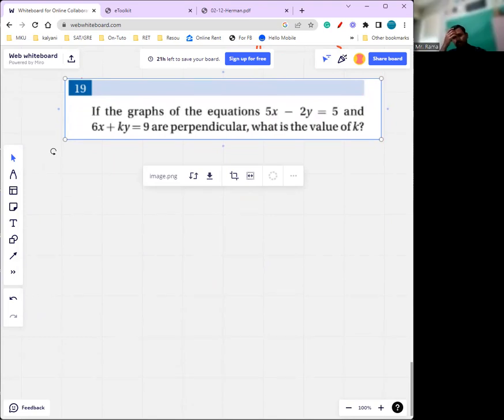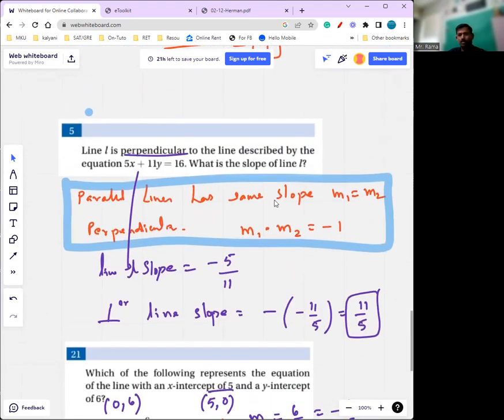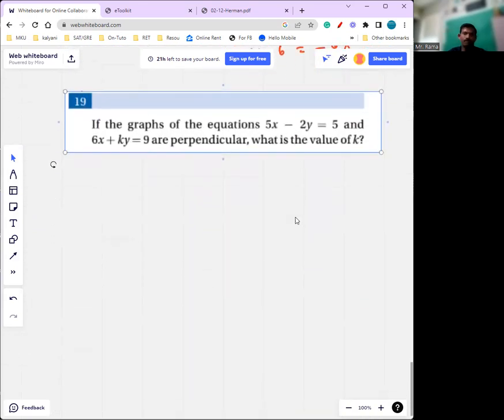So they're perpendicular. When it's perpendicular, remember the notes I gave you. This is what you need to think of, and let's see if we can find it. They're perpendicular, what's the k value? Since we know the rule on the slopes, maybe it's a good idea to find the slopes, and then we can set it up to negative one. Give it a try.